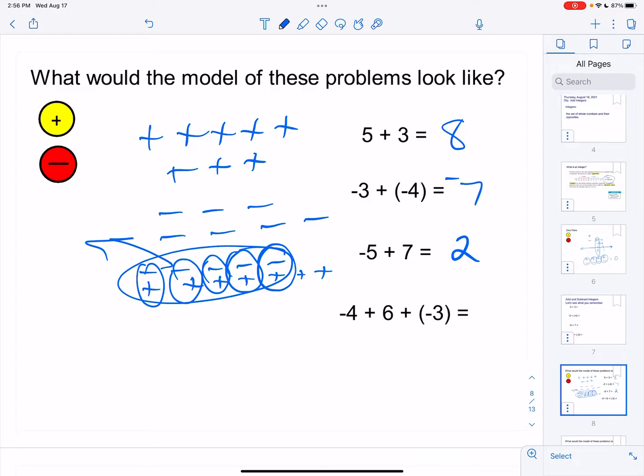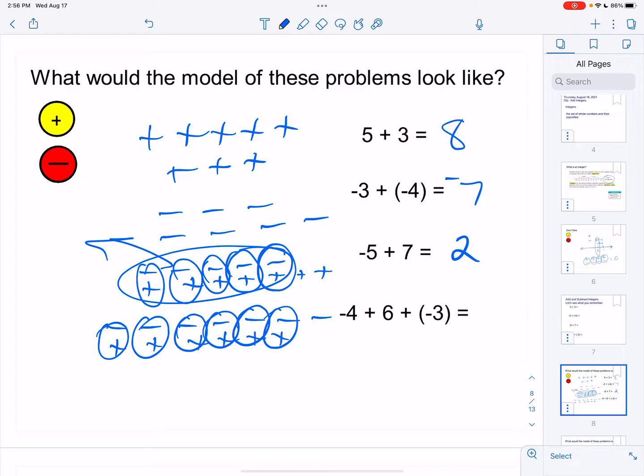So if we look at this last one here, that means we've got 4 negatives, I've got 6 positives, and then I've got 3 more negatives. So here's a 0 and a 0 and a 0 and a 0, 0, 0. And what do I have left? I've got 1 negative. So that's basically what we're looking at when we're adding integers together, is we're building the problem.